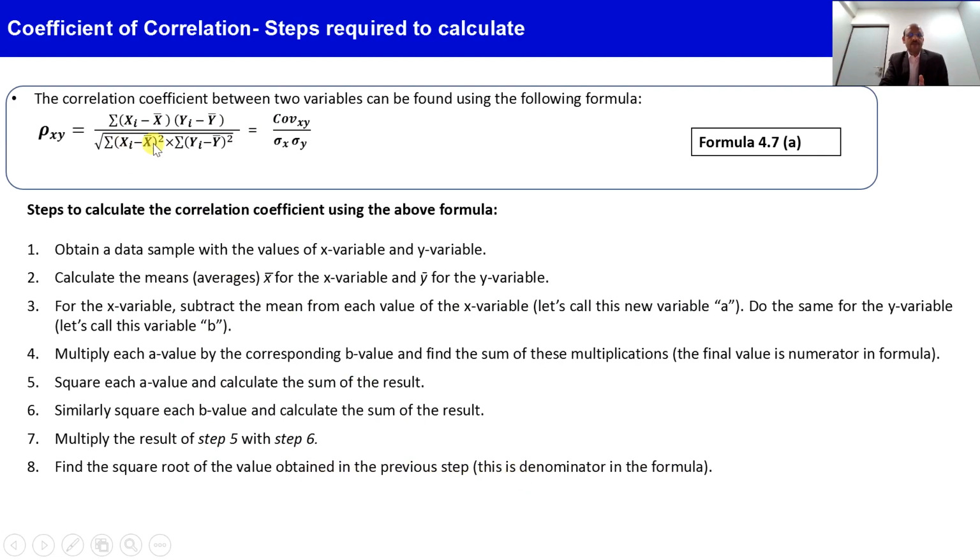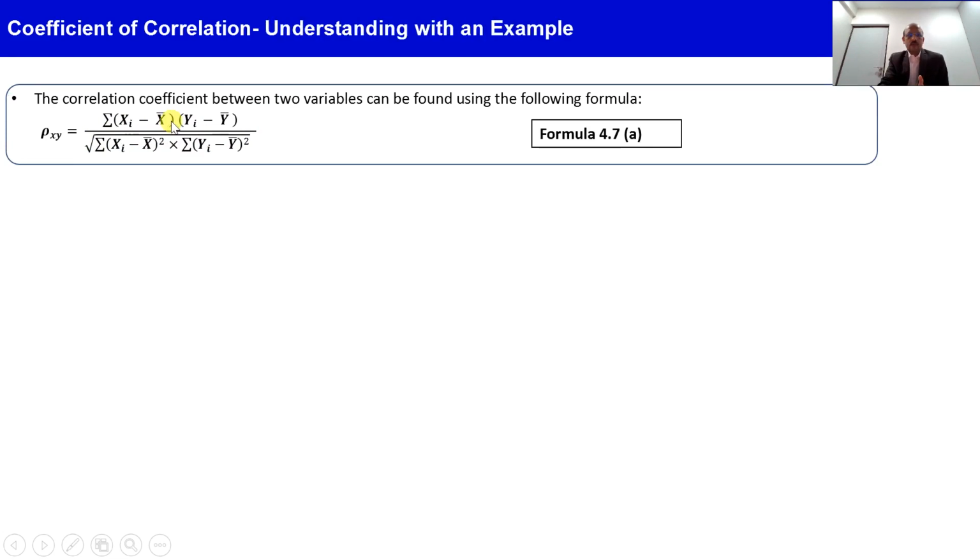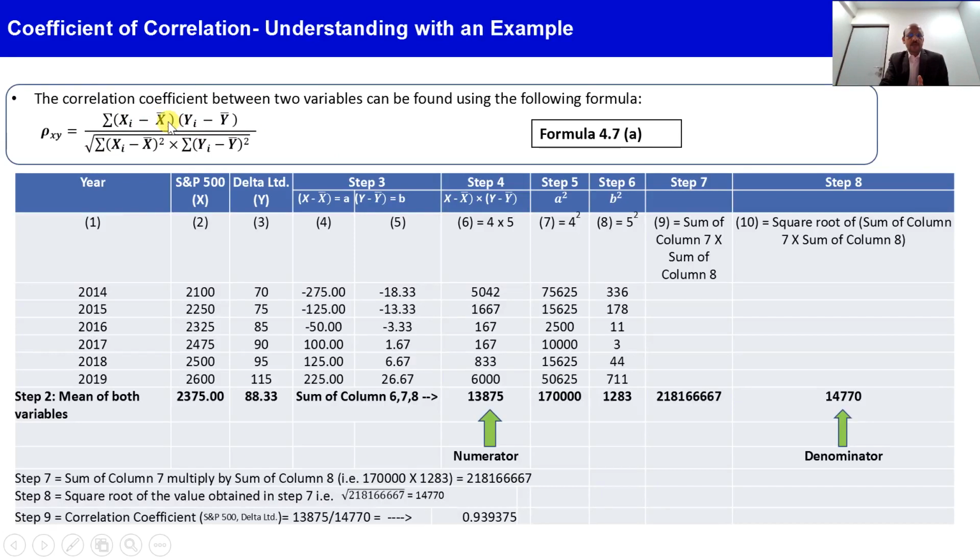Here it is. So here we can say the denominator is the sum of x minus x bar squared times the sum of y minus y bar squared, and this whole thing is taken as a square root. So we will get sigma x and sigma y by doing this, and divide the numerator by this denominator, which is here. So let's see with an example here.